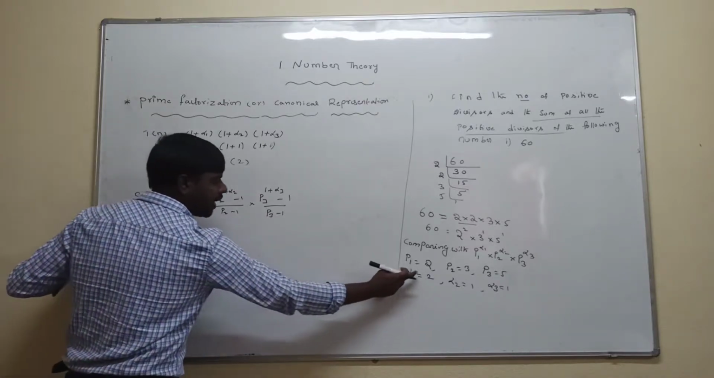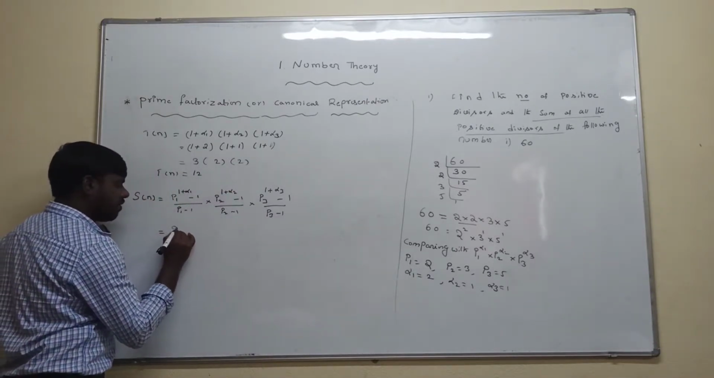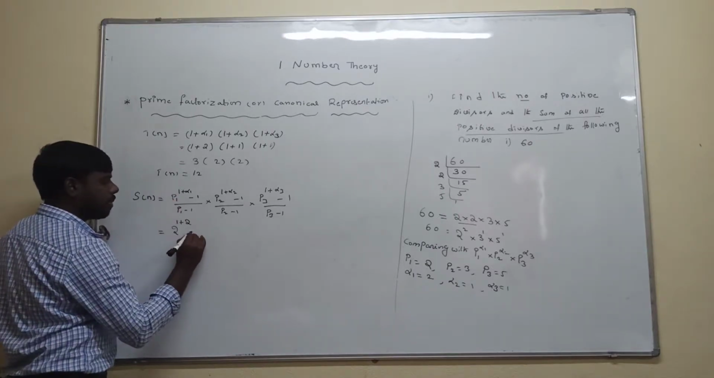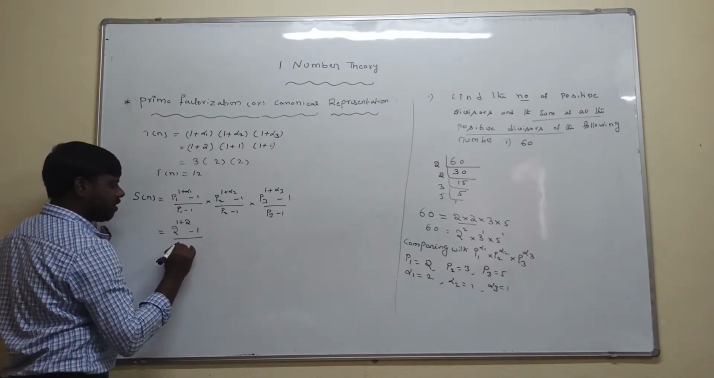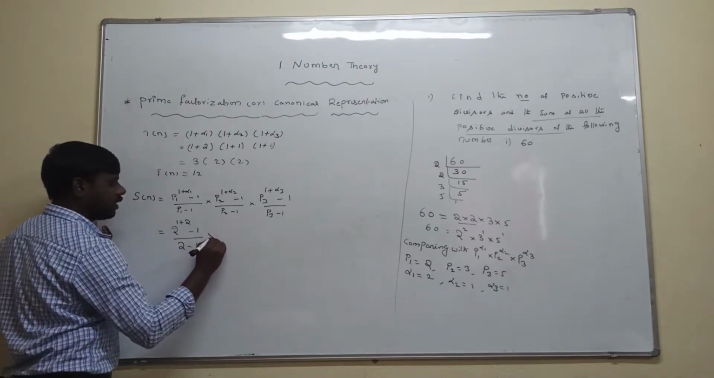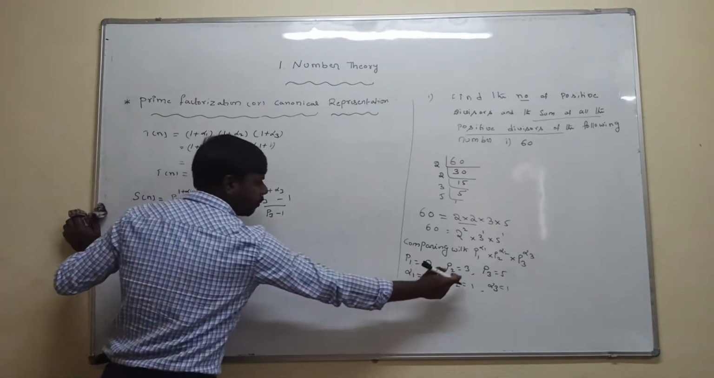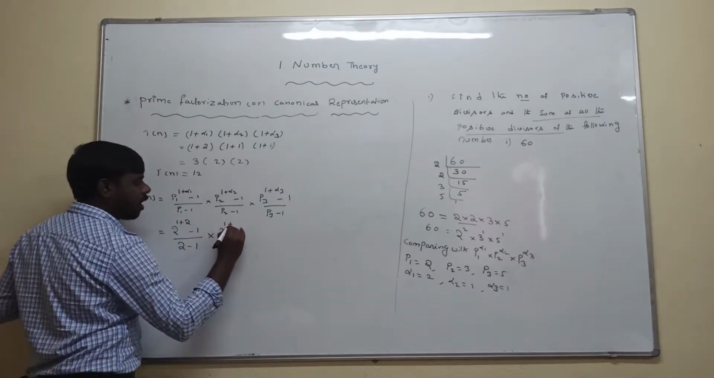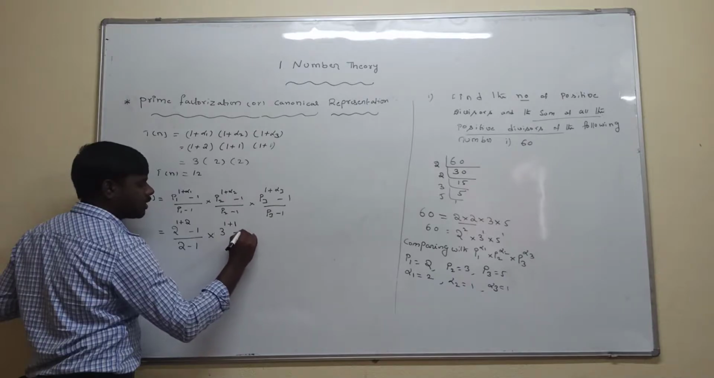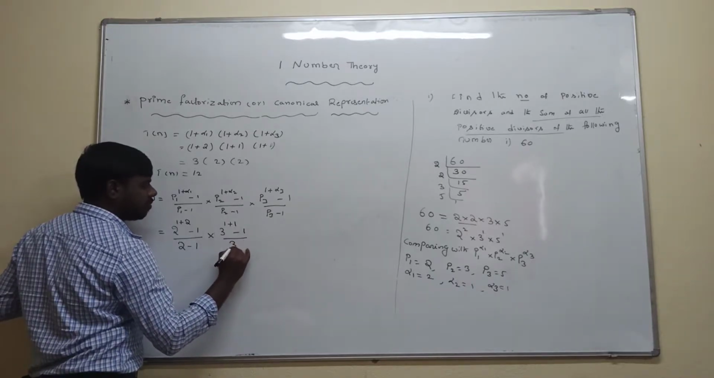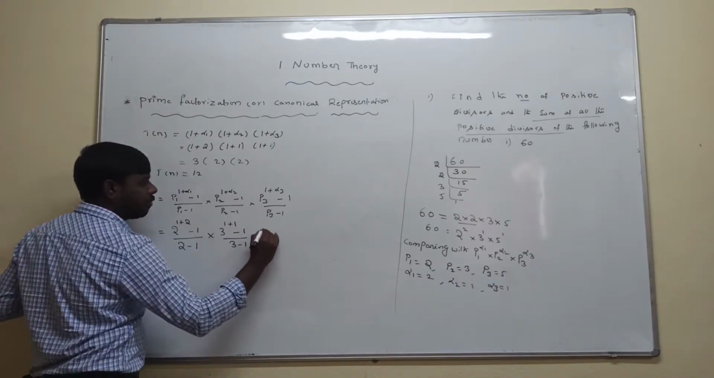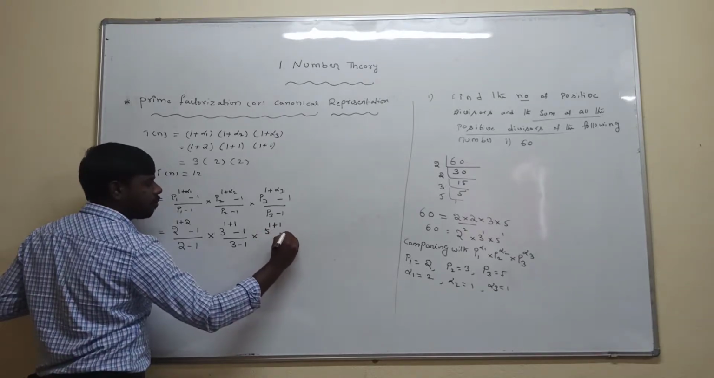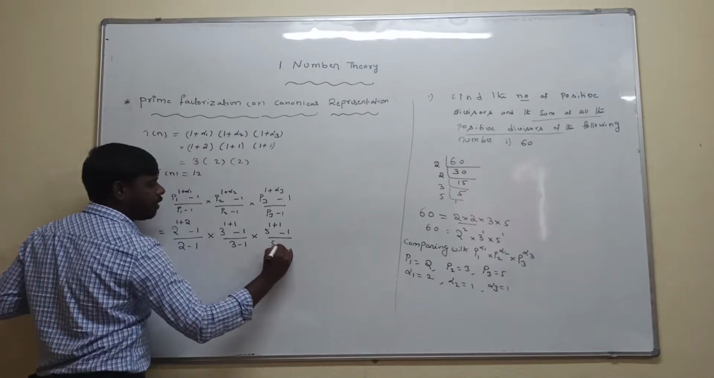What is the P1 value here? 2 is the P1 value. Power 1 plus alpha 1 value, which is 2, minus 1, divided by P1 value, which is 2, minus 1, into P2. What is the P2 value here? 3 power 1 plus alpha 2 value, which is 1, minus 1, divided by 3 minus 1, into P3 value, which is 5, power 1 plus alpha 3 value, which is 1, minus 1, divided by 5 minus 1.